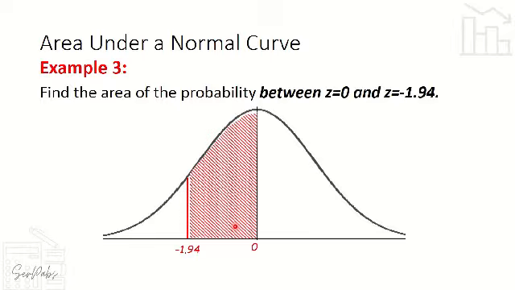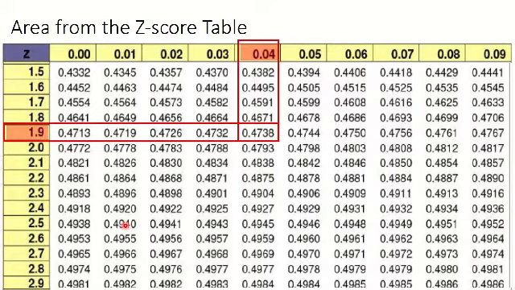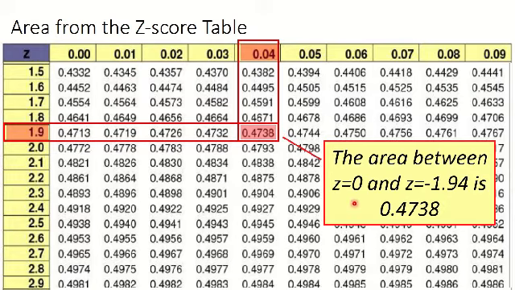So puntahan ang ating normal distribution table or the table of our Z-score. So hanapin ang 1.9. So ayan ang 1.9 and then hanapin ang 0.04. And then get the intersection. So that will be 0.4738. So therefore, the area between 0 and z is equal to negative 1.94 is 0.4738 or 47.38%.